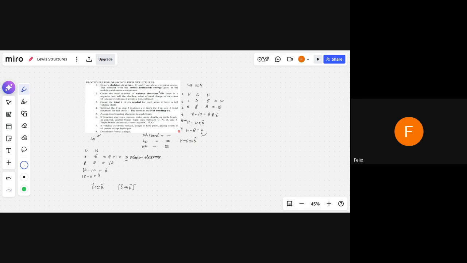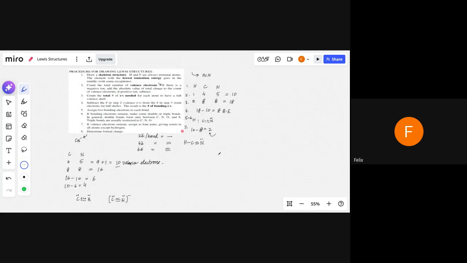So for practice, you can draw the Lewis structure for carbon dioxide, for water, and for ammonia. Draw these, and let me know in the comments how many bonds there will be between these atoms and how many lone pairs there will be on the atoms. In our upcoming lesson, I will solve these molecules, and then we will take a look at the special cases and formal charge.